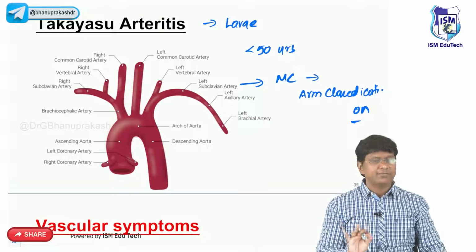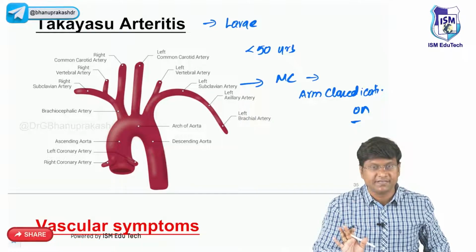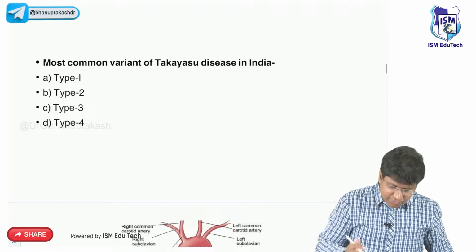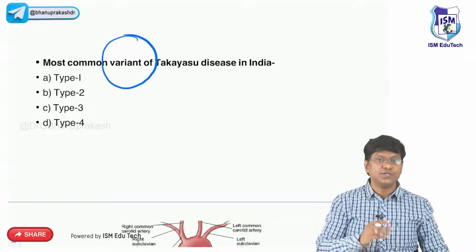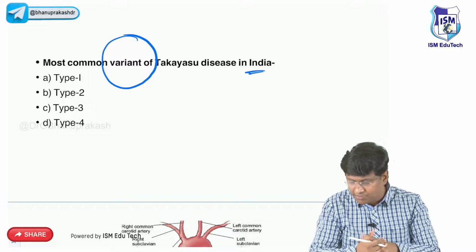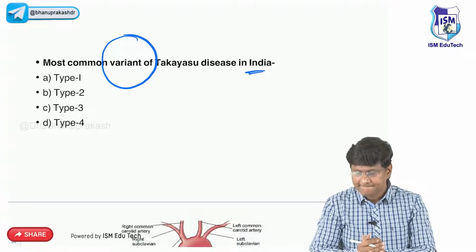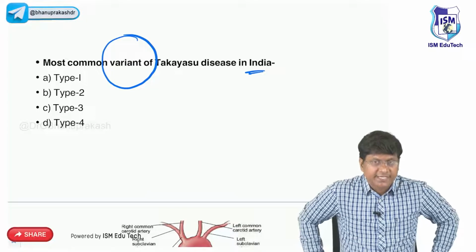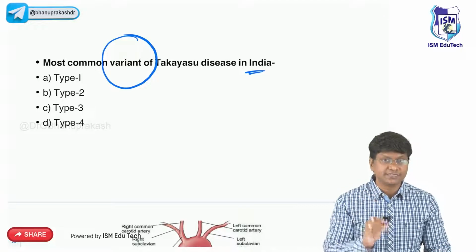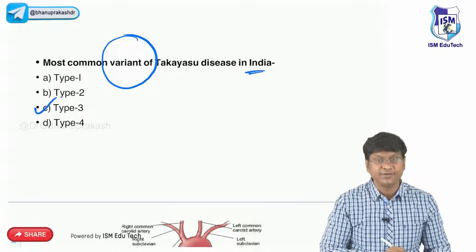But the most common vessel affected is the left subclavian artery in case of Takayasu. And you need to be very much aware of the most common variant of Takayasu. There are types 1, 2, 3, 4, 5. Can anyone tell me which particular type of Takayasu is more common in India? So the type of Takayasu that is more common in India will be type 3.